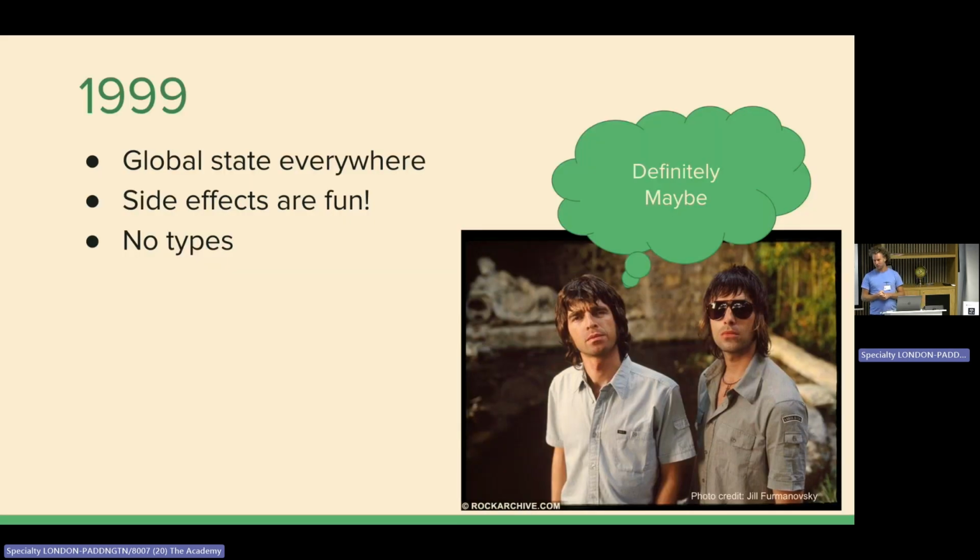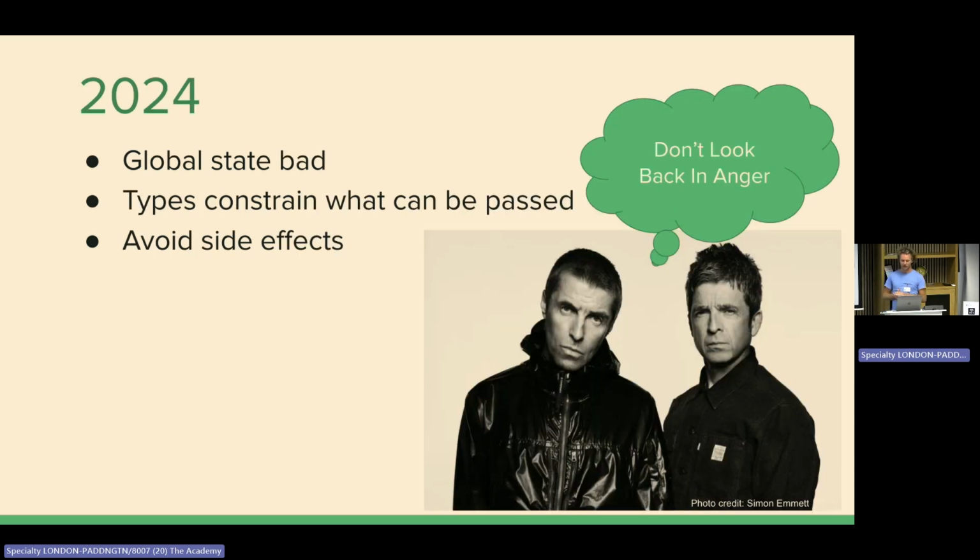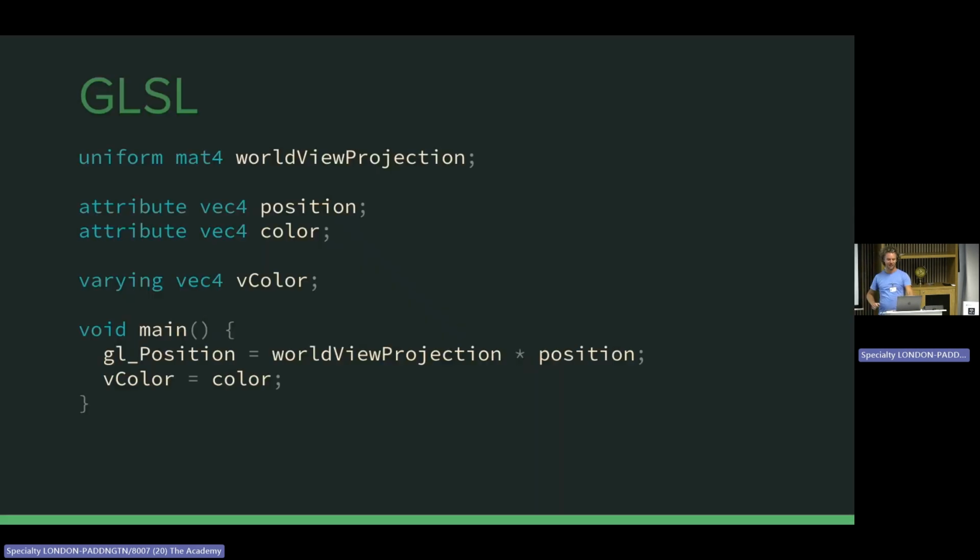To make an analogy, which I'm wondering if the joke is going to work here, if you didn't grow up in Britain in the 90s, probably not, but I think at least Chris is going to get this. So in 1999, we had global state everywhere, side effects are fun, and we have no types. And now we're moving forward, and global state is bad, we have types, and we're trying to avoid side effects. Ask me if you don't know who these two people are afterwards. Who knows who those two people are here in this room? That's like 30%. It's Oasis, the greatest band ever, that have reformed just recently.